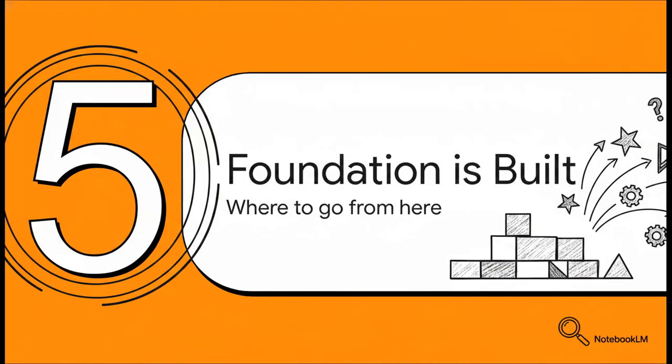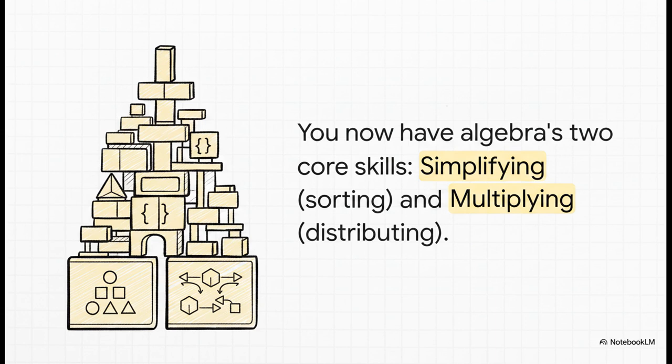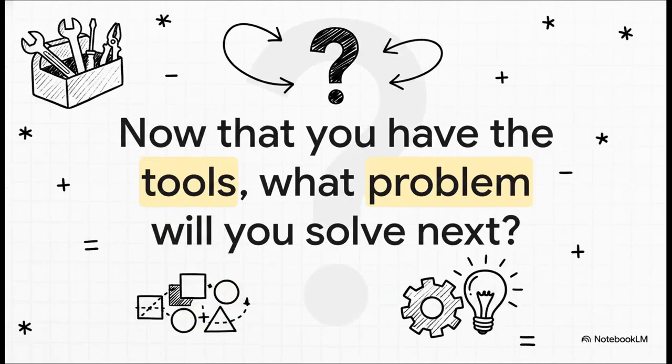Okay, let's just zoom out for a second. In just the last few minutes, you have built an incredibly solid foundation in algebra. So let's talk about where you can go from here with these new skills. Here's the big takeaway. You now have the two core skills of algebra. You know how to sort by simplifying like terms, and you know how to distribute when multiplying. And these aren't just random rules. This is the grammar of algebra. It's the foundation for solving the complex equations that run everything from financial models to the software on your phone.